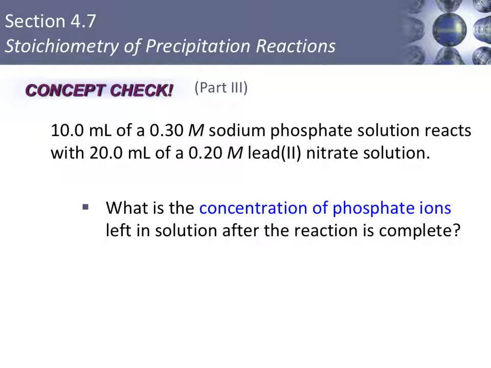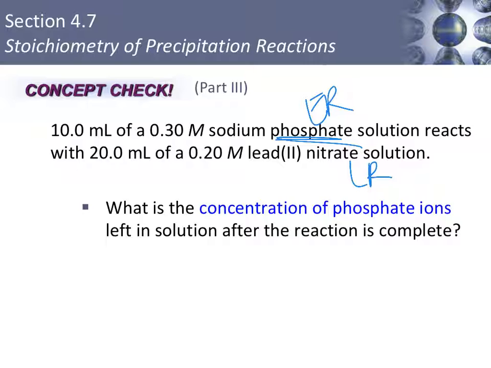Now to something a little harder. Same scenario, same reaction, same solutions. We want the concentration of the phosphate ions left in solution after the reaction is complete. Well, we said on a previous slide that the lead 2 nitrate was the limiting reactant. So that means the sodium phosphate is the excess reactant. And phosphate ion went into the precipitate, so it's a reacting ion, not a spectator ion.